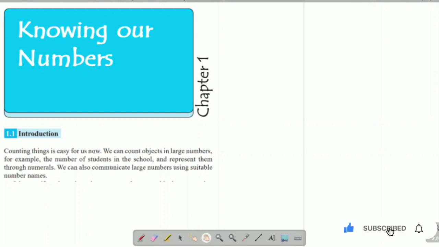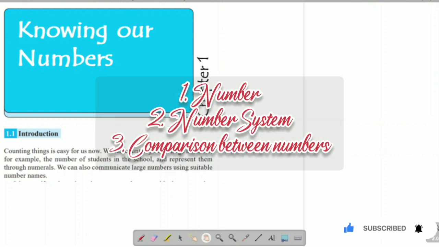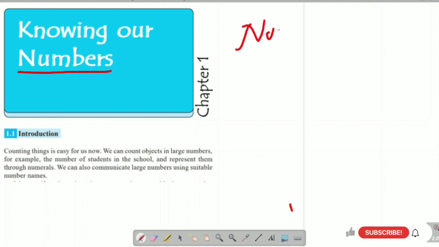In today's class we will know about the numbers, second the Indian number system, and at last we will compare between the numbers. So come to the first, introduction to the numbers. It's a common question: what is a number? So you can see what numbers are.